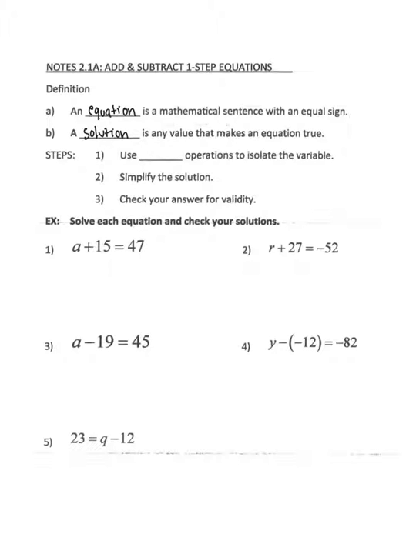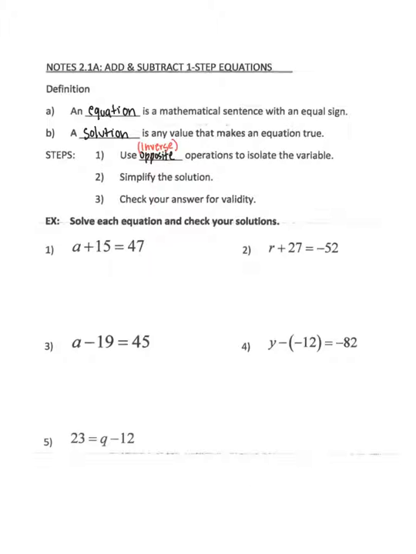So if we look at our steps to solve these equations and find the solutions, our first step is to use the opposite operation to isolate the variable. This is also called the inverse. The inverse operation. So opposite or inverse mean the same thing here. Our second step is to simplify the solution, and then our third step is to check our answer to see if it's true.